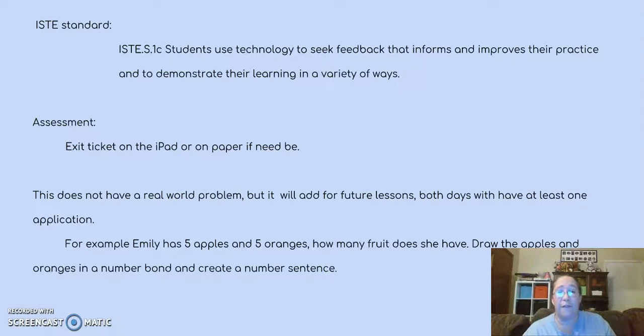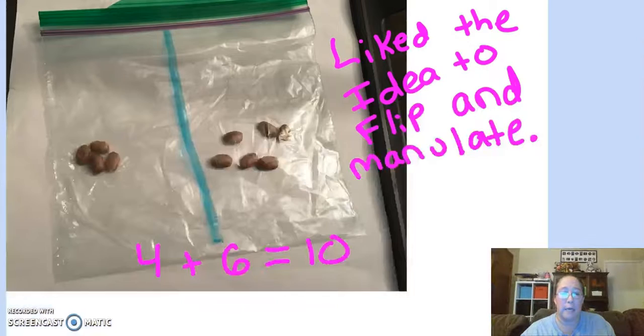The one thing I did forget in this unit is to do some real world problems, and I will add them to the future lessons for both days. The one I came up with for day 2 is: Emily has 5 apples and 5 oranges. How many fruits does she have? Draw the apples and oranges in a number bond and create a number sentence.